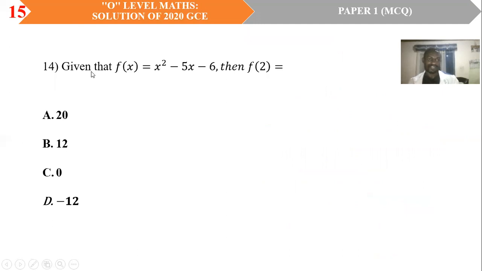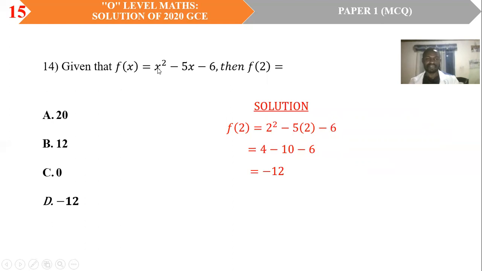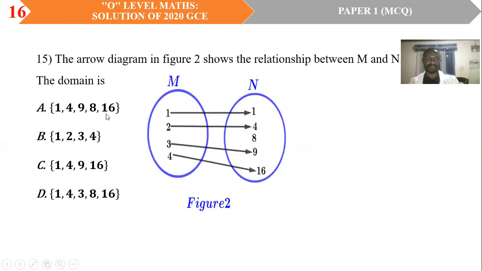Question 14. Given that f of x is equal to x squared minus 5x minus 6, then f of 2 is? Solution. If f of x equals x squared minus 5x minus 6, f of 2 simply means that we replace x by 2 and simplify. So 2 squared minus 5 into 2 minus 6. 2 squared is 4. 5 times 2 is 10. 4 minus 10 minus 6 gives negative 12. Answer D.